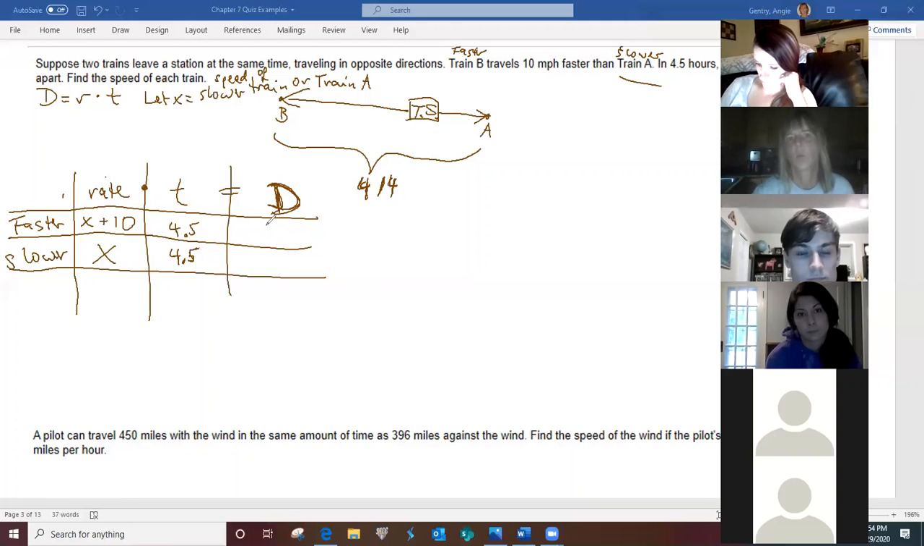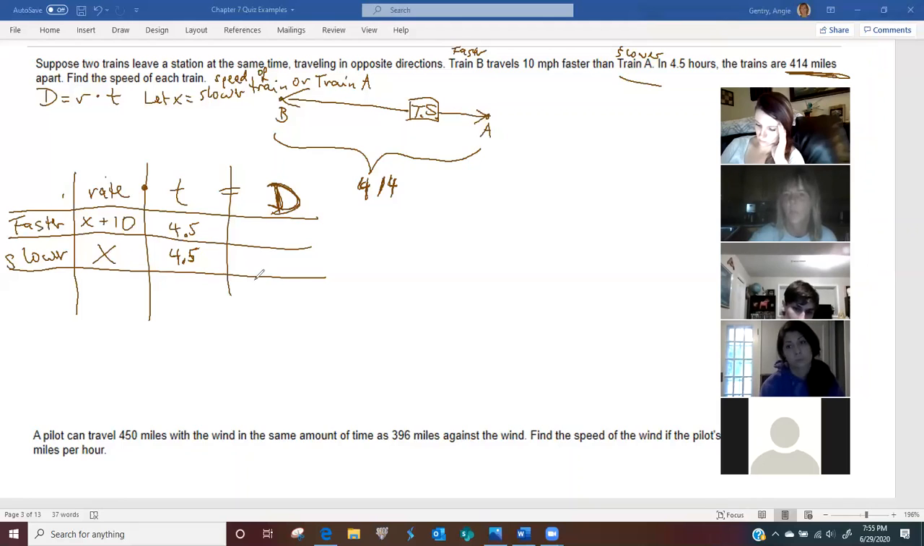Now here people want to put 414, and I'm going to tell you that is not true. Do not put 414 in here, because if you put 414 in here, you're telling me that the faster went 414 miles and the slower went 414 miles in the same amount of time. It doesn't even make sense. If you go faster, you're not going to travel the same amount of time.